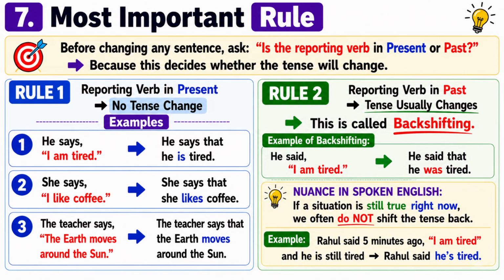One important point in spoken English is that if a situation is still true right now, we often do not shift the tense back. For example, Rahul said 5 minutes ago, "I am tired," and he is still tired now. So we can say, Rahul said that he is tired.